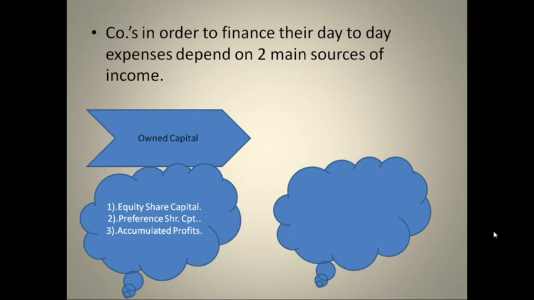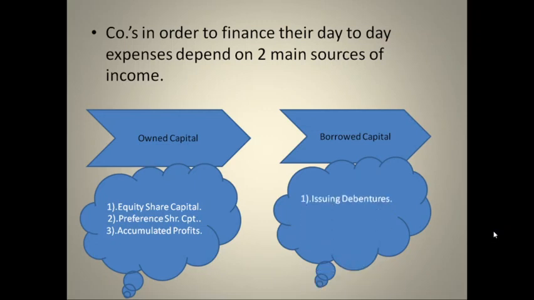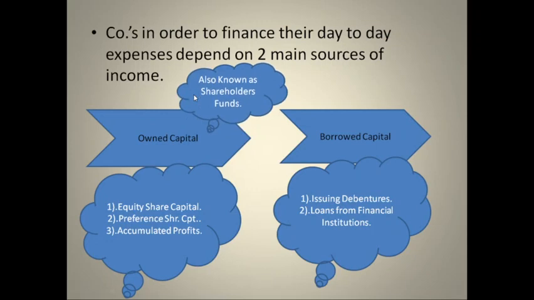Okay, and which is the second most important source of income for a company? Yes, it is borrowed capital. Now, this borrowed capital can be in the form of issuing debentures. It can also be in the form of taking loans from financial institutions, and they can also issue bonds. So these are the two main sources of income for a company: owner's funds as well as borrowed capital. Now remember one thing very carefully. This owner's funds or owned capital is also called the shareholders' funds.